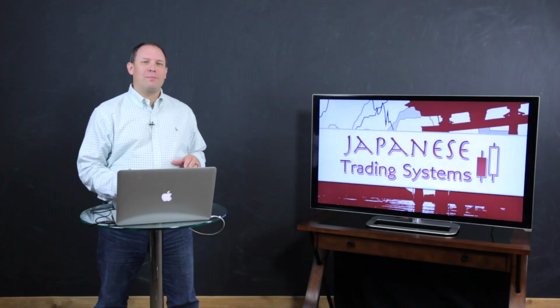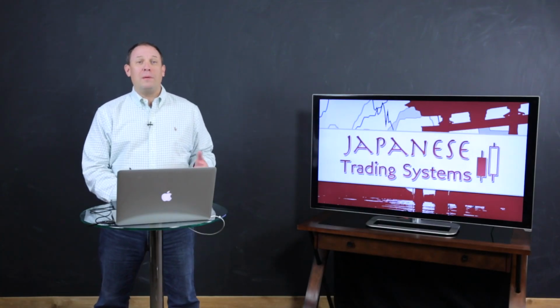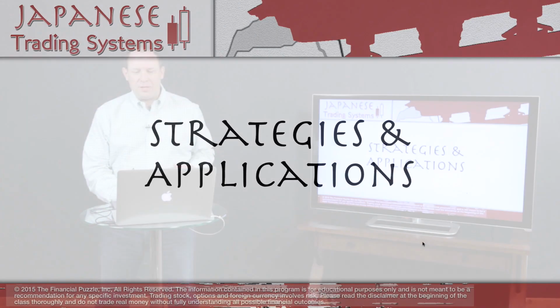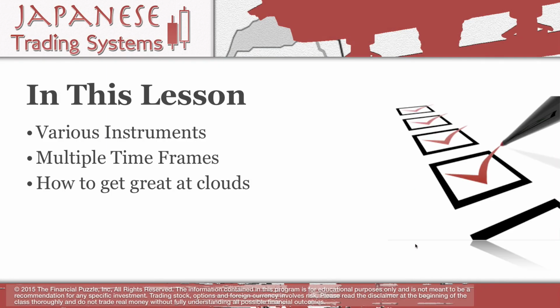As we get into class number 4, this is the final one where we're going to be pulling everything together. So here's our agenda. We're going to talk about the strategies and applications. And in this lesson, we're going to talk about the various instruments that you can use to trade the Japanese trading systems, the Ichimoku clouds. We're talking about multiple time frames, and then we're going to talk about what's it going to take for you to get great at trading with the clouds. So let's get started with the various instruments that we can trade.